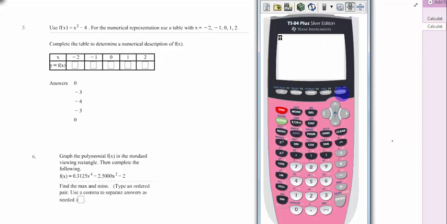Whoops, where'd I go? Let's come back here. I don't know what I was doing. -1, enter, 0, enter. I wasn't even looking at what was happening on the screen. And 2. So I put in all those values, and here's my answers. All right, so in the boxes, you would put 0, -3, -4, -3, 0. All right, so that's using the table function.